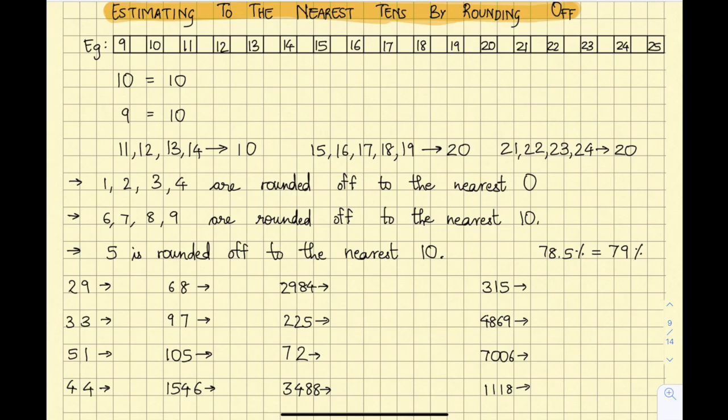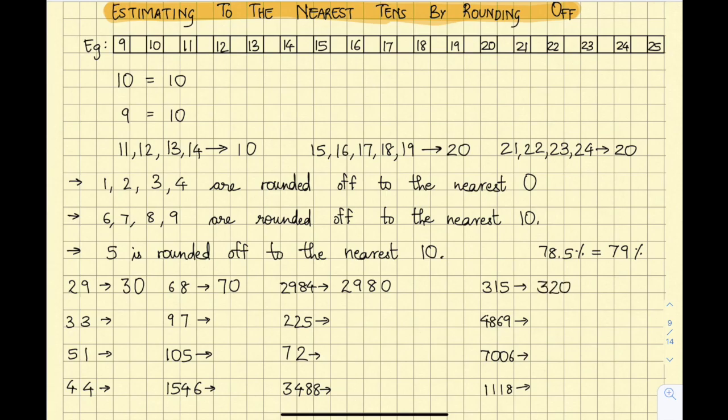29. Here there is 9, so you are going to round it off to the nearest 10, which is 30. 68, again 8 is there, so the nearest 10 will be 70. Then 2984 belongs to the first category, so it is rounded off to the nearest 0, so this will be rounded off as 2980. Now 315: when you see 5 or 6, 7, 8, 9, they are rounded off to the nearest 10. So here you will round off to 320.